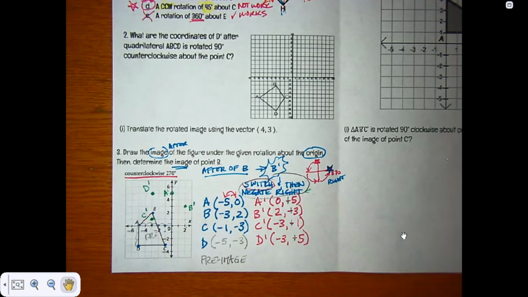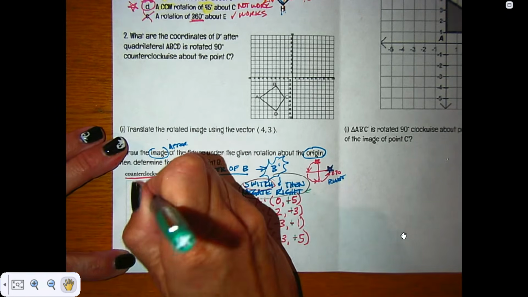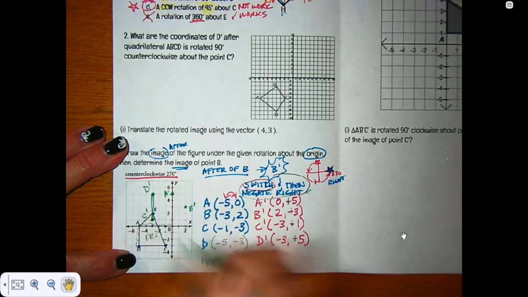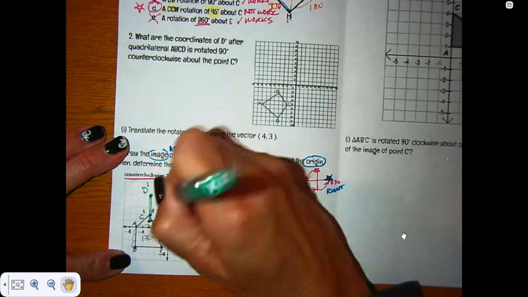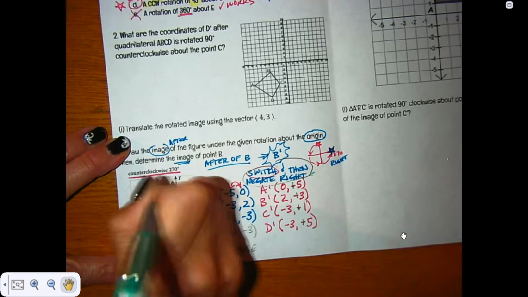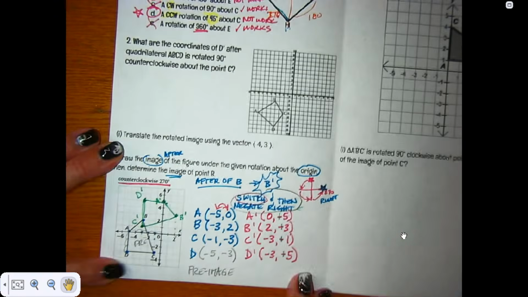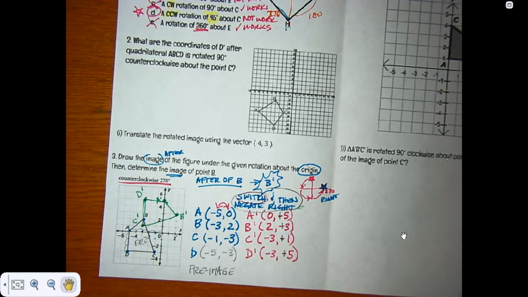Okay, do my points look okay? Now let's make our shape, because after we make the shape, we can see if it looks like a rigid motion, staying congruent: same size, same shape, same angles. Okay, let's connect this one, and this one, and this one. Yep, it looks pretty good to me.